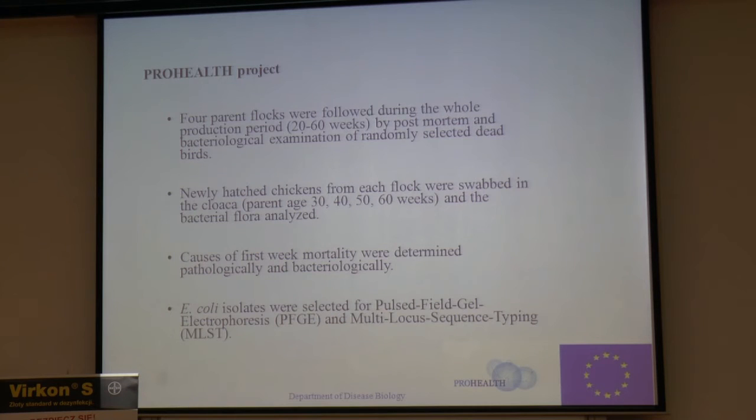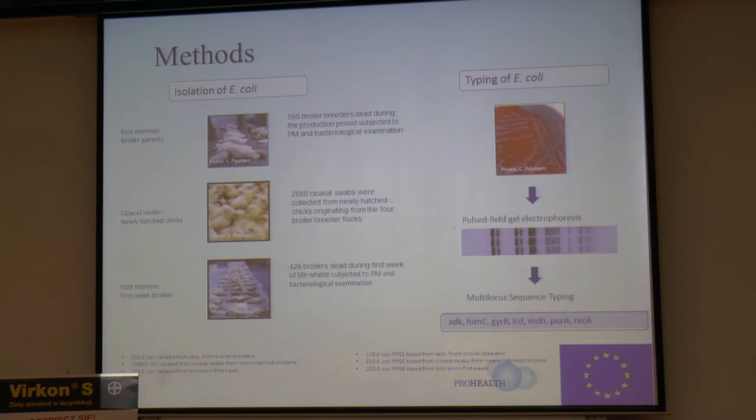Newly hatched chickens from each flock were swabbed in the cloaca, from different age groups of the parents, and the bacterial flora was analyzed. Causes of first week mortality were determined pathologically and bacteriologically. And the E. coli isolates obtained from these birds were characterized genetically, by pulsed field gel electrophoresis and multilocus sequence typing. Again, these are different ways of looking at the genome, getting a very distinct profile of these isolates. So this is a lot of data that we have obtained from these flocks in this project.